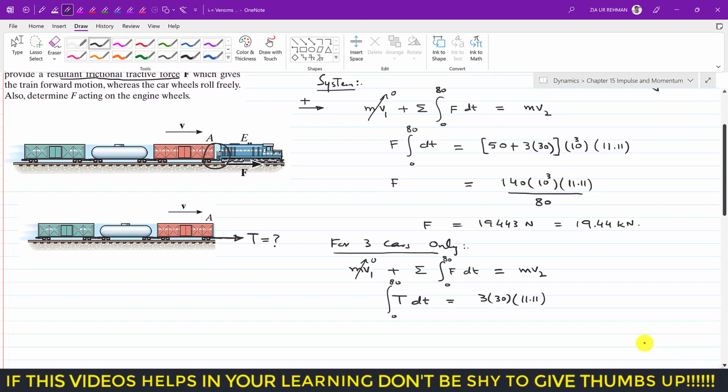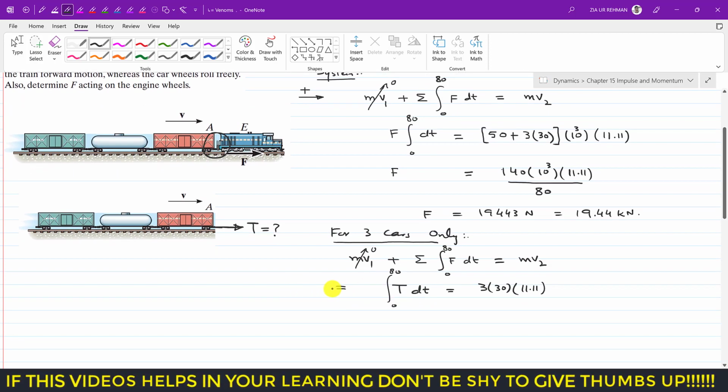And now if I integrate this, since T is constant, this will be T into t from 0 to 80. And if I put these limits, it will be 80 minus 0. So this means that this is T into 80. So now we want to find that T in the coupling. So that T is 30 into, and this is mega, so we have to multiply it with 10 raised to the power 3 into that V2, which is 11.11. So this is 90 into 10 raised to the power 3 into 11.11 and divided by that 80.